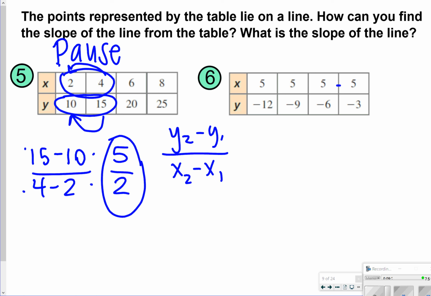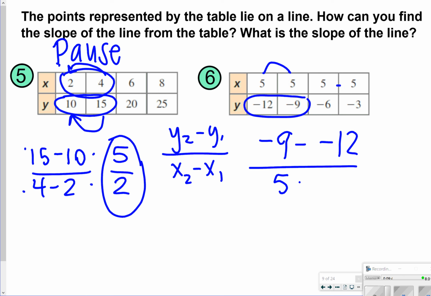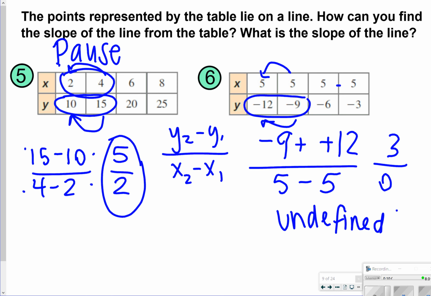Okay? For number 6, I'm going to choose, again, the first 2 points. So negative 9 minus negative 12 over 5 minus 5. Negative 9 minus negative 12 actually means negative 9 plus positive 12. So that's 3. But then 5 minus 5 is 0. So this one is actually going to be undefined. Okay?